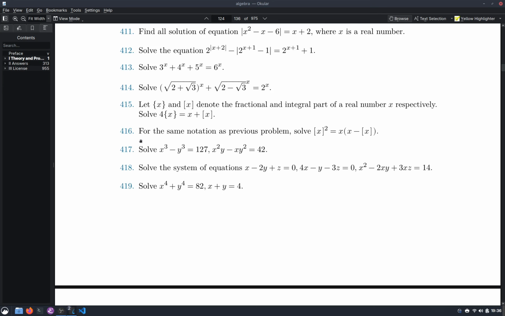Now, question 416: the notation is the same as the previous problem. We have to solve the integral part of x squared is equal to x times x minus the integral part of x.